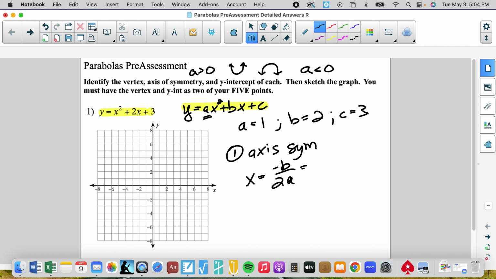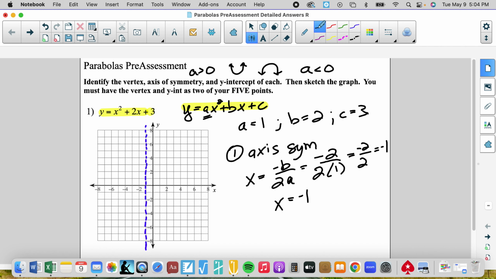x equals the opposite of b over 2a. So I'm looking at my b value, which is 2, and I'm going to find the opposite of my b value over 2 times my a value, which gives me negative 2 over 2, which equals negative 1. That equation simplifies to x equals negative 1. So how do we draw that? Well, where does x equal negative 1? Along here. And this is my axis of symmetry. This is where all the points will reflect across.